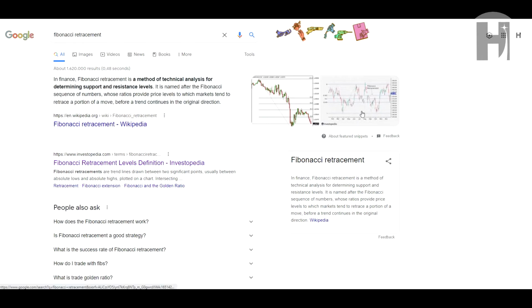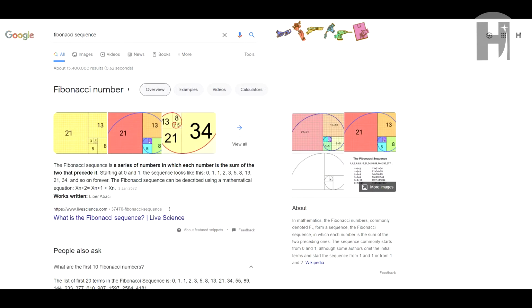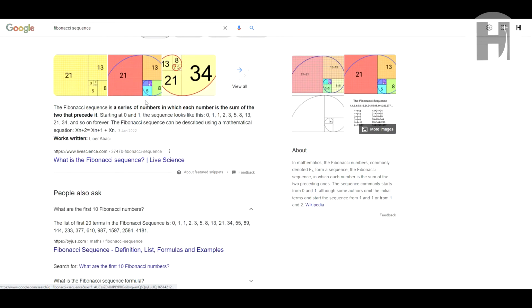So, Leonardo Fibonacci was a mathematician back in the 11th century, and he came up with the Fibonacci sequence. Now, the Fibonacci sequence is basically a series of numbers in which each number is the sum of the two that precede it. So basically, starting with 0 and 1, the sum of 0 and 1 is 1. That's why you have a second 1 over here.